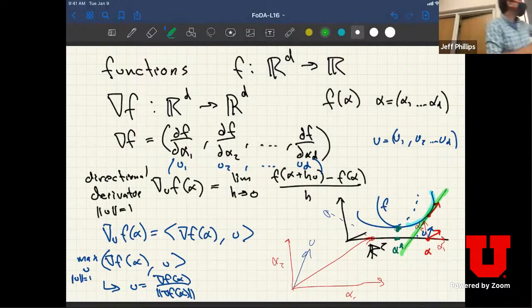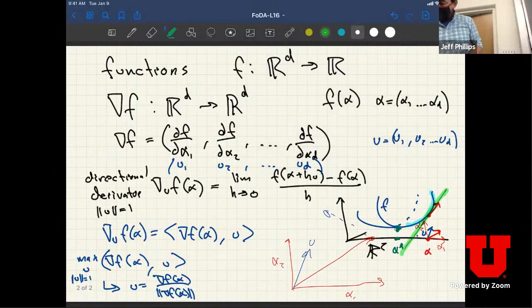For any direction u, I want to say what's the tangent vector in that direction, and I can recover it using this directional derivative. So it's giving me this linear approximation.